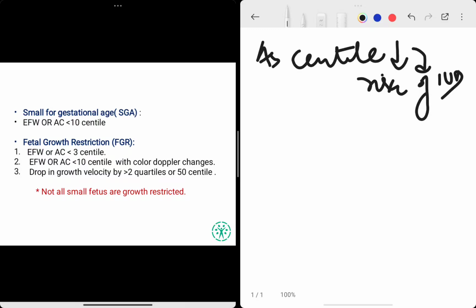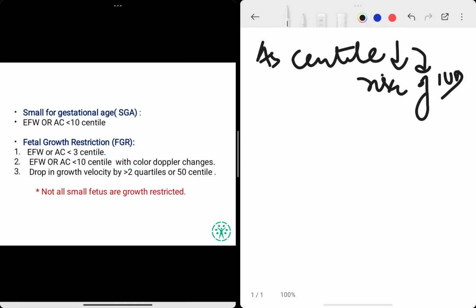Now there are two terminologies, which are small for gestational age, when the estimated fetal weight or the abdominal circumference is less than 10th centile, and fetal growth restriction. So if the fetal weight and abdominal circumference is less than 10th centile, this is SGA. We have not done the color Doppler yet. And if the fetal weight is less than 3rd centile or the abdominal circumference is on the lower side, that is less than the 3rd centile, then this is fetal growth restriction.